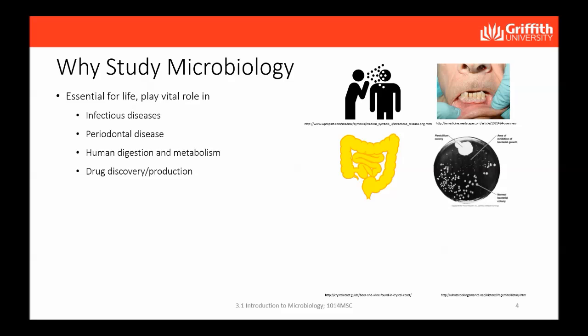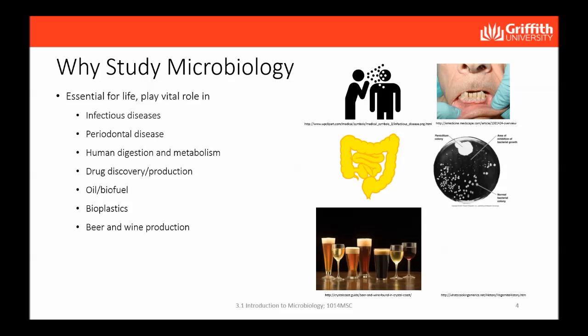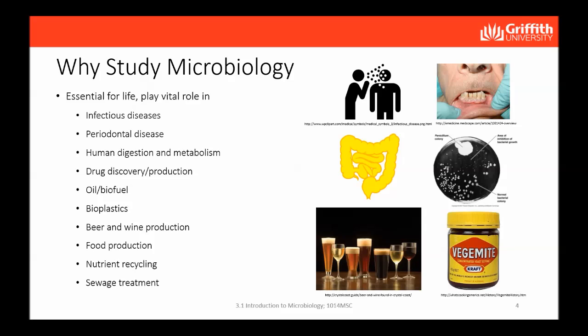Microbes also produce compounds such as antibiotics that can kill other harmful pathogens, thereby promoting drug discovery and production. Unicellular organisms such as algae are being used in the production of biofuels and bioplastics. They also help in the production of beer and wine, and in food production, even Vegemite, which is a yeast extract. Microbes also help in nutrient recycling, such as fixing atmospheric nitrogen into soil. And finally, they can even be used in sewage treatment.